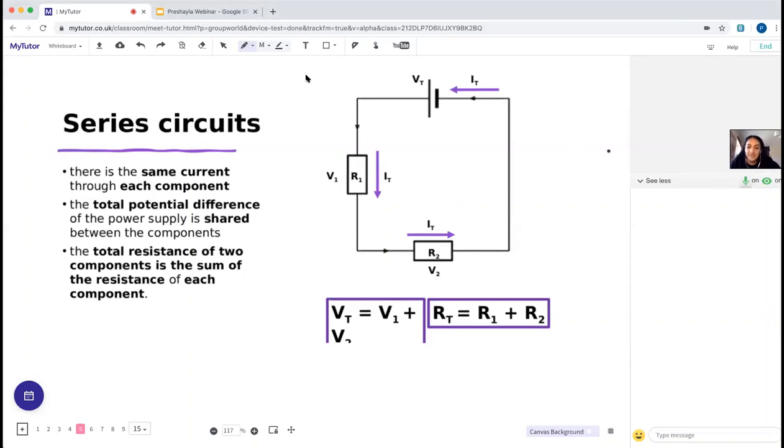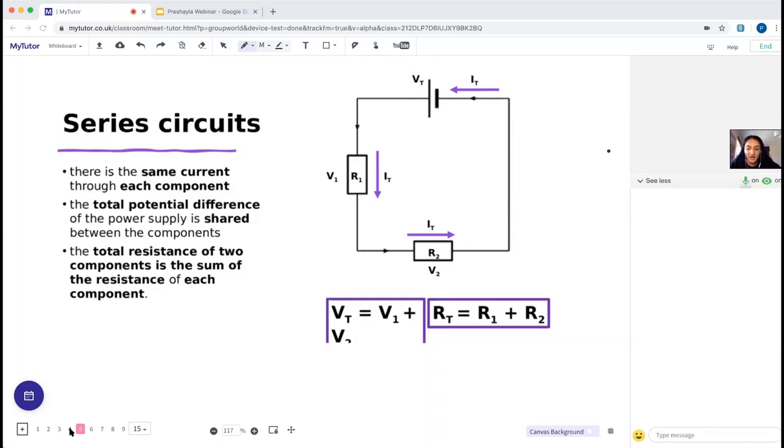There is the same current through each component. So the total current, the current coming from the battery or the cell, is the same in this component and the same in this component. We only have one current flowing through the series circuit, and it's the same current in each component. However many components we have, whether they be resistors, bulbs, switches, it's the same current throughout the whole circuit. The total potential difference of the power supply is shared between the components.